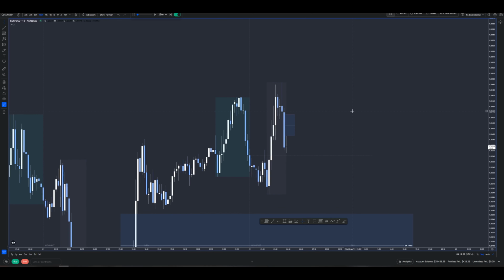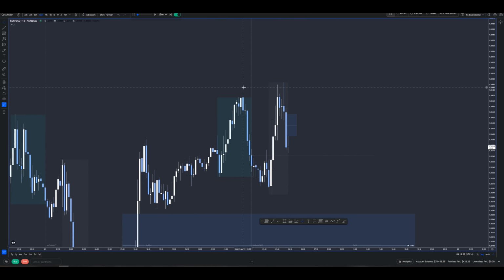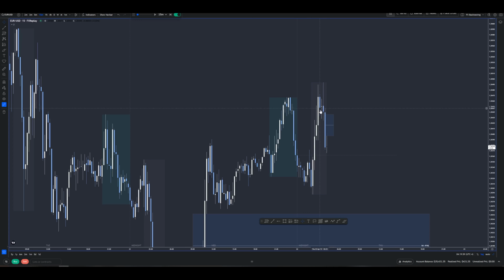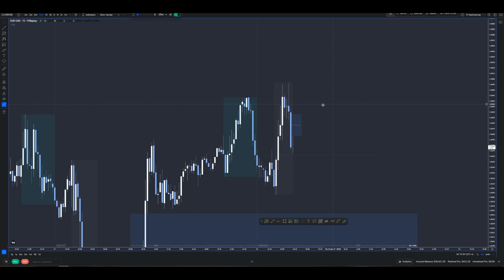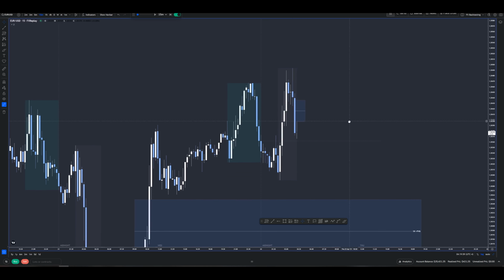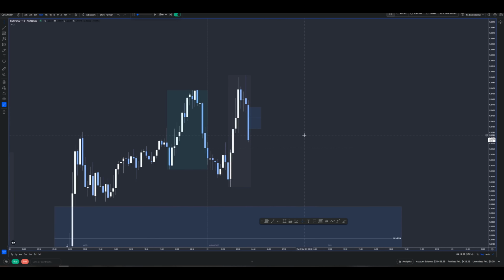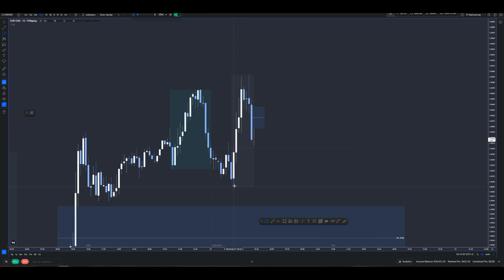So let's see what happened here. We took liquidity, we closed back inside the range. We took out previous Asia high, we took out the previous London high, and now we have a really hard displacement lower. And oh wait, we are now in this bullish area.